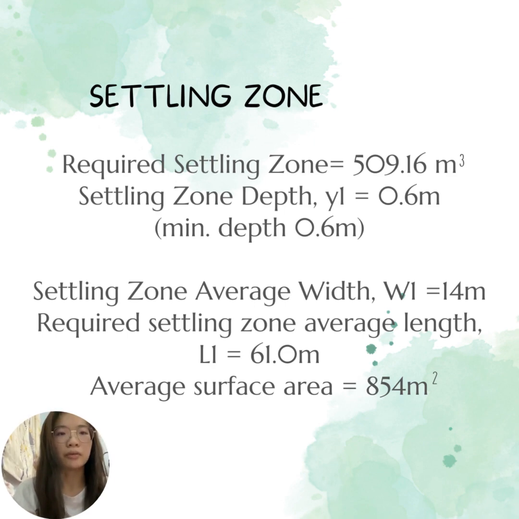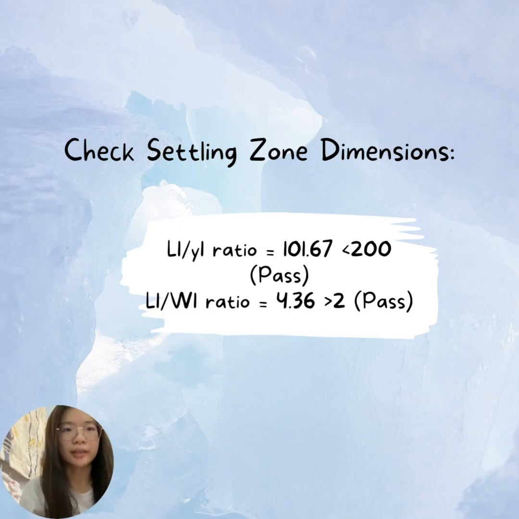The settling zone average width W1 equals 40 meters, and the required settling zone average length L1 equals 61 meters. The average surface area equals 854 square meters. Then we need to check the settling zone dimensions. The ratio of L1 over Y1 equals 101.67, which is less than 200. And then L1 over W1 equals 4.36, which is greater than 2.